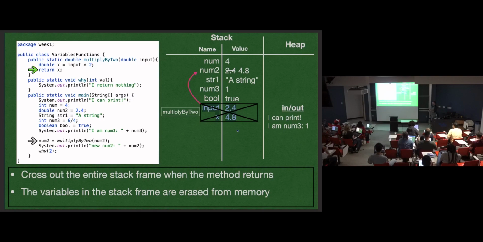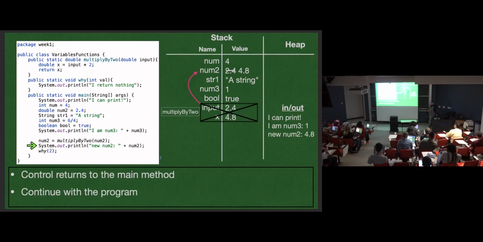To show that in our memory diagrams, just like variable values updating, we're not going to erase it, but we're going to cross it out to say this stack frame is no longer in memory. It no longer exists. There's no remnants of input or x at all after that method returns. So we cross it out to say that stack frame's done, that method call's over, it returned its value, and this arrow technically shouldn't exist. It should just be down here at this point after the stack frame ends.